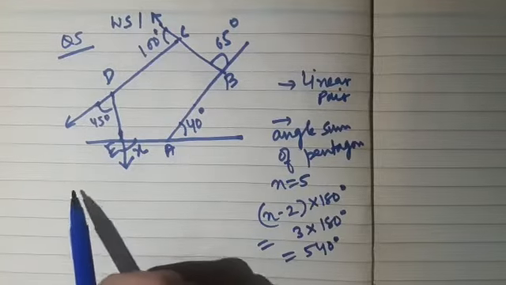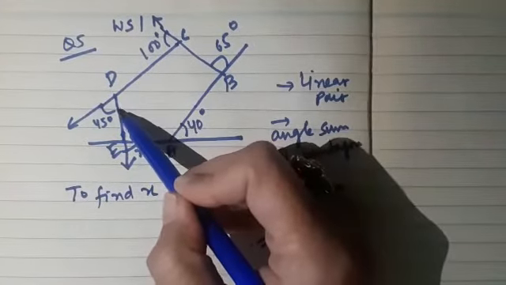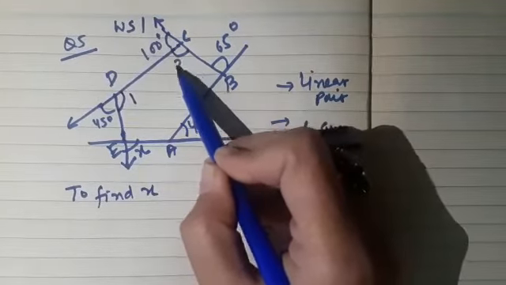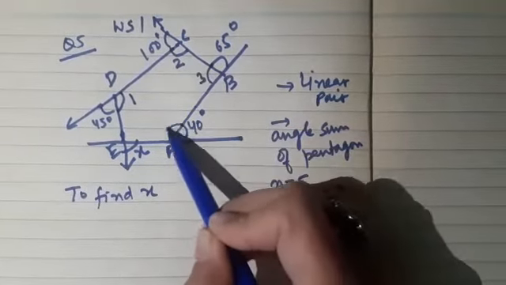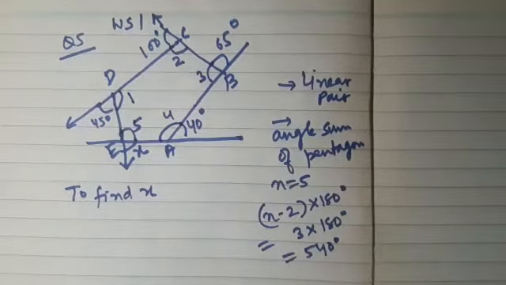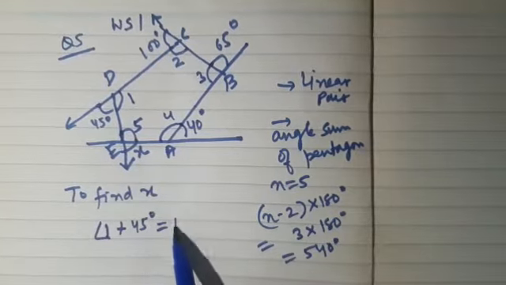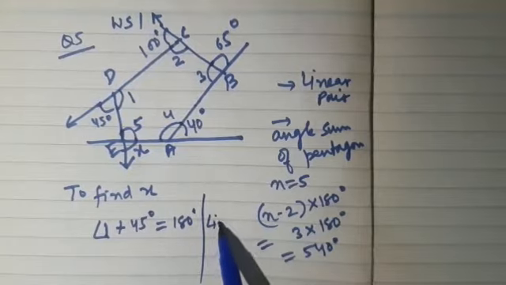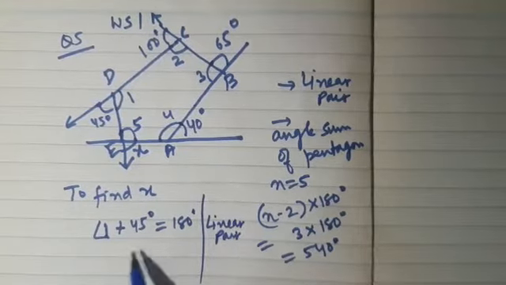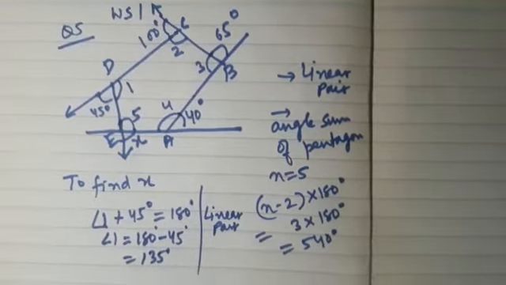So first of all, to find x, we will first be finding the marked angles. I have marked here certain angles. These are the 5 interior angles of the given pentagon. So how will we find angle 1? Yes, angle 1 plus 45 degrees is equal to 180 degrees because it is making a linear pair. So angle 1 will be equal to 180 degrees minus 45 degrees, that is 135 degrees, right?